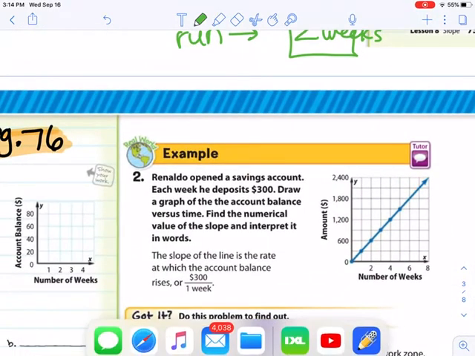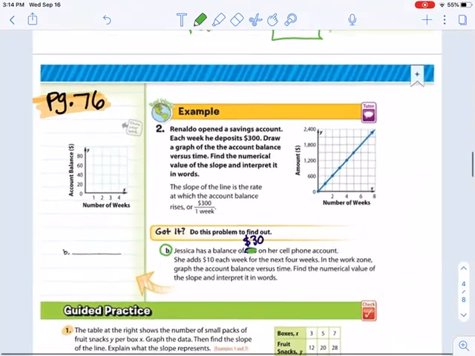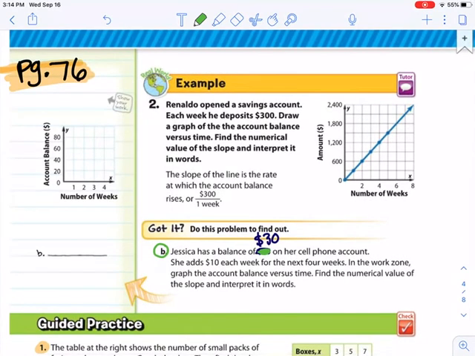Okay, next question. Turn to page 76, and we're going to look at question B, but I want you to cross out the number 35 and change it to 30 because I don't like the way that the number 35 works out. In question B, this is saying that Jessica has a balance of $30 on her cell phone account. So that means she owes $30. And she adds $10 each week for the next 4 weeks. So we need to graph it, find the numerical value of the slope, and interpret it into words.